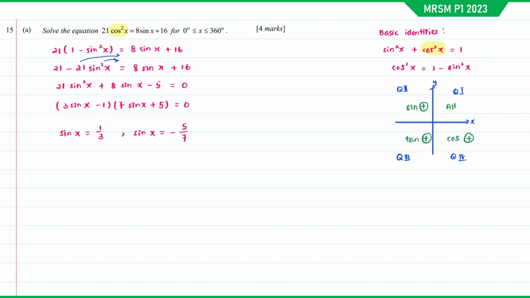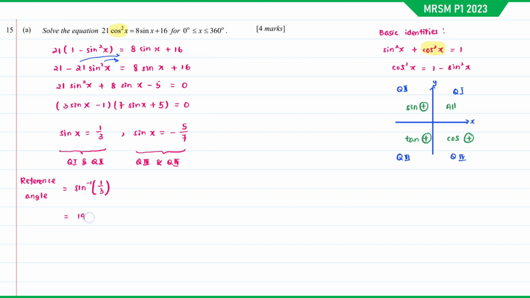So for sin x equal to 1 over 3, as 1 over 3 is positive, the answer will lie on quadrant 1 and quadrant 2. As for sin x equal to negative 5 over 7, the answer will lie on quadrant 3 and quadrant 4. So next, let us find the reference angle for sin x equal to 1 over 3.